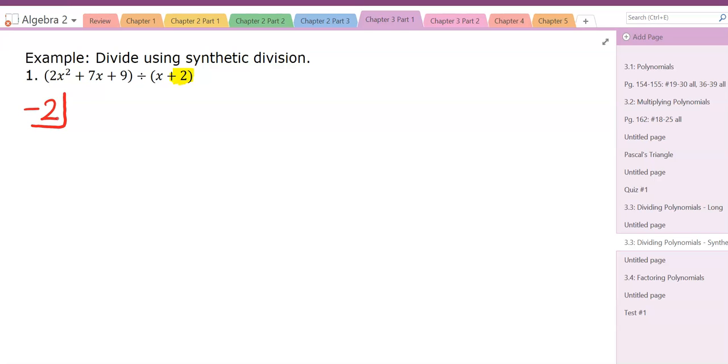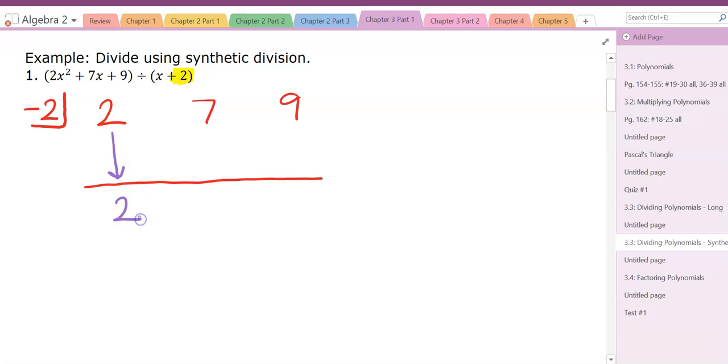You look at that and make sure it's in standard form, which this one is because it goes x squared, x, and then your number. There are no missing pieces, so we grab the coefficients. Those are the numbers sitting in front of your letters, or any numbers at the end. So you have a 2 in front of the x squared, a 7 in front of the x, and a 9 at the very end. Then you draw a line underneath all three of those numbers. You always bring down the first number. You never do anything to that first number. So in this case, I'm just going to bring down the 2.